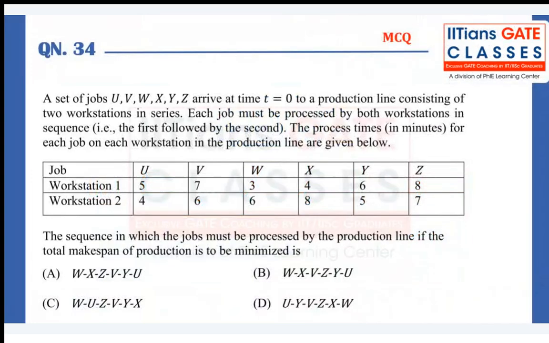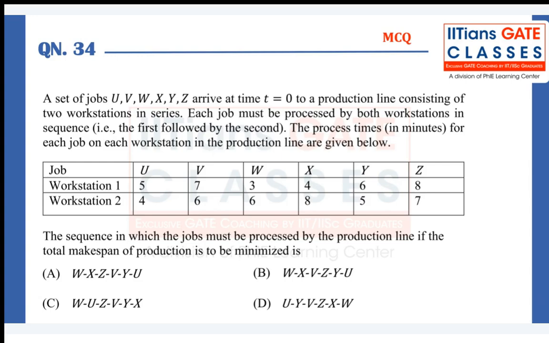Now see this MCQ question, guys. Options are given. Question number 34. Read that: a set of jobs U, V, W, X, Y, Z arrive at time t equal to 0 to a production line consisting of 2 workstations in series. Each job must be processed by both workstations in sequence, that is, first followed by the second. The processing time in minutes for each job on the workstations in the production line are given below. Now what question is it? It is the job sequencing and scheduling chapter.